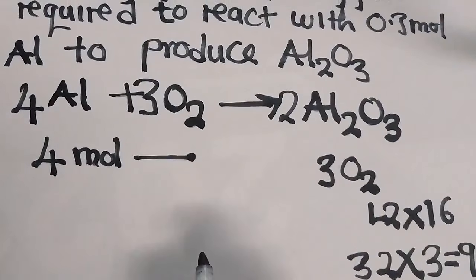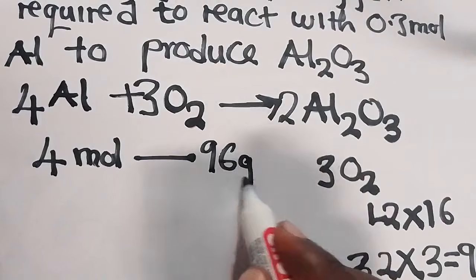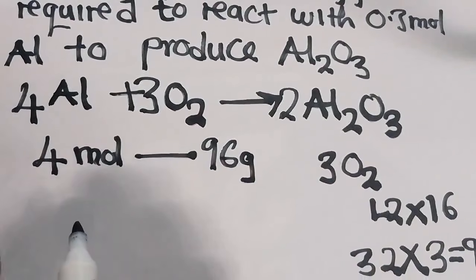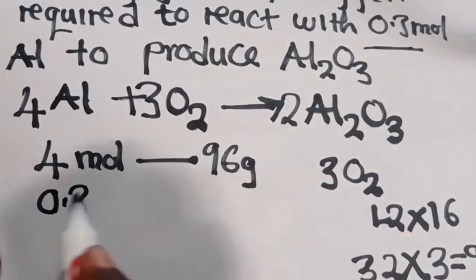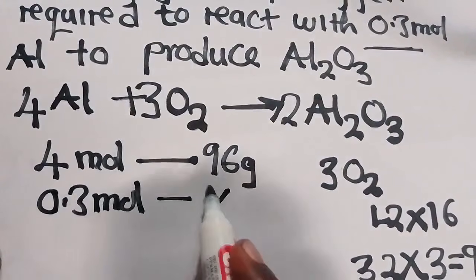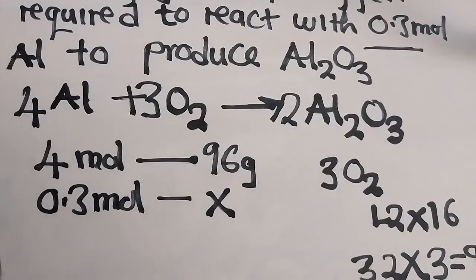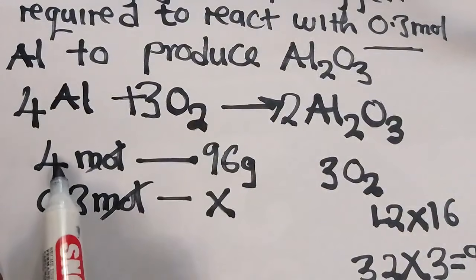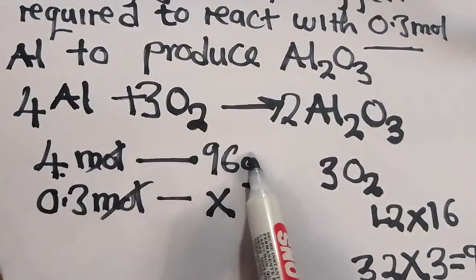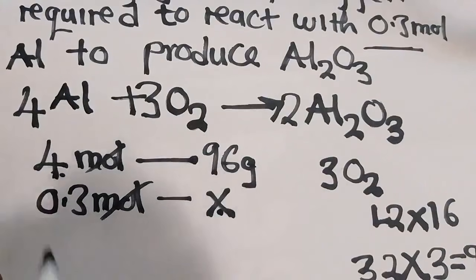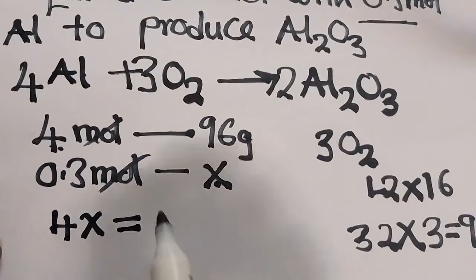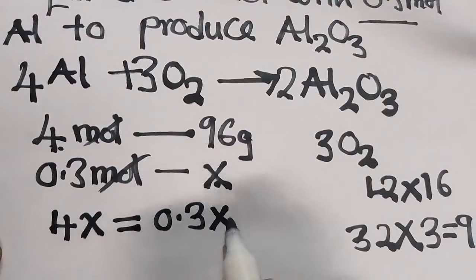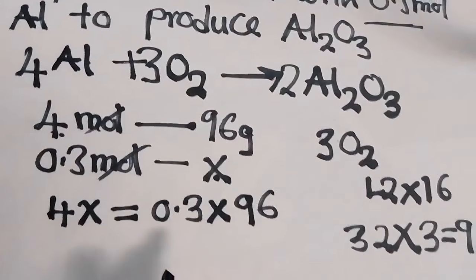So we say here we put 96 grams. How many moles this side? The moles that were given in the question for aluminium, 0.3 moles, is equivalent to X. You don't know. This is how you do it. Have you seen the way I've done? I've compared mole to mass here. So you cross multiply. X times 4 is 4x, which is equal to 0.3 times 96. This is what you are going to do.